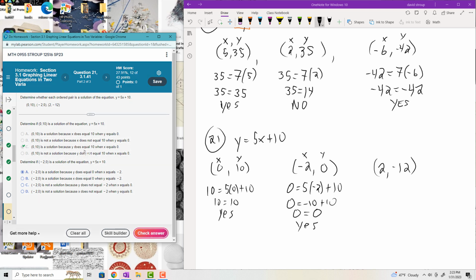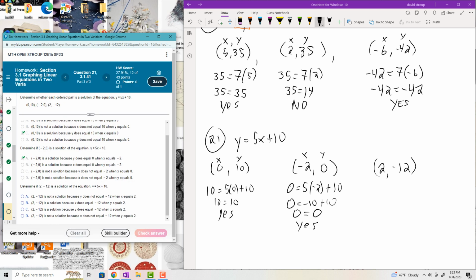Okay, and now let's check the last guy. So I have negative 12 equals 5 times 2. That's not going to work, right? So I got negative 12 equals 10 plus 10, and then negative 12 equals 20. So no can do. So it's not a solution, so it's either A or D.